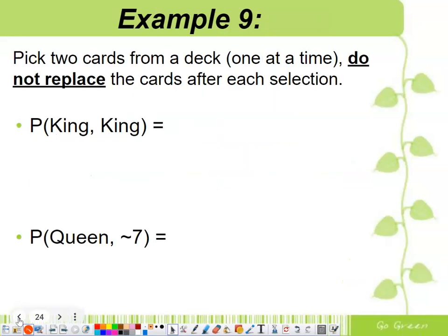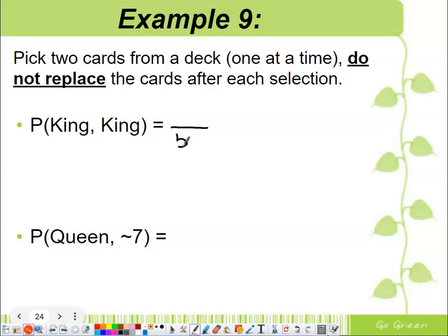So pick 2 cards, and we're not replacing. Okay, so we have probability of a king and a king. Let's do it. So the first king, pretty straightforward, 52 cards. We have 4 kings. We don't replace it, so we have 51 cards. Be careful. So the first card that we selected was a king. So that means that I have 1 less king to select from, meaning that I have 3 cards left over.